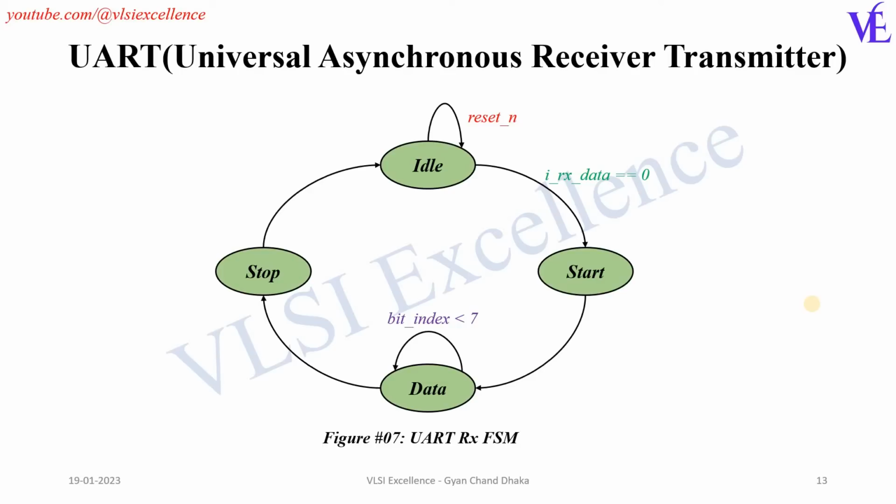So here we have the state transition diagram for the UART receiver. As soon as reset is asserted, we are in the idle state, and when the reset is deasserted and if input RX data is 0, we go to the start condition.